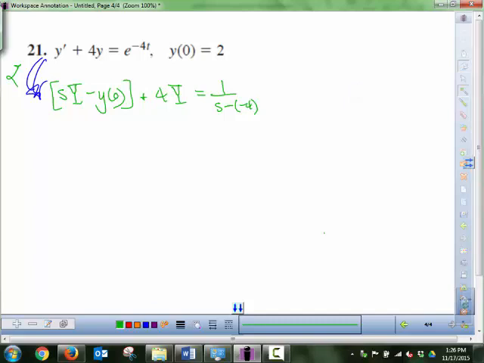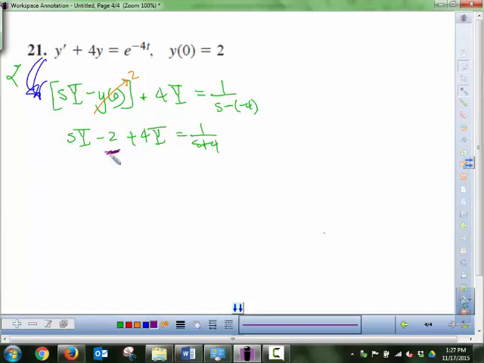We have the initial condition of y of 0 is equal to 2, so we can replace that with 2 and then continue on to solve for this. So we have s y minus 2 plus 4 y is equal to 1 over s plus 4. Okay?